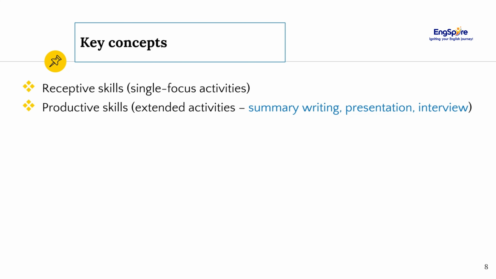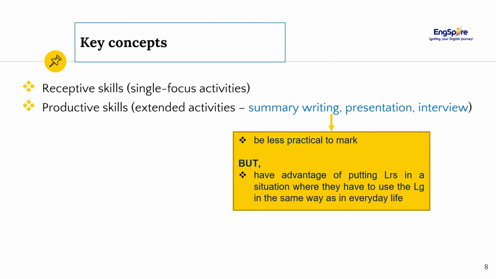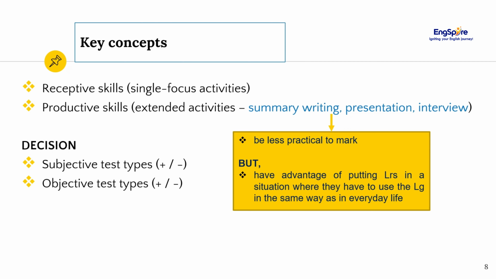When we want to assess productive skills, extended tasks are usually more appropriate. Activities like writing a summary, giving a presentation, or taking part in an interview allow learners to produce language in a more realistic way. Although these tasks are less practical to mark and may involve more subjective judgment, they provide a better picture of how learners use English in real-life communication. So, choosing between objective and subjective assessment involves considering the strengths and limitations of each type of assessment.